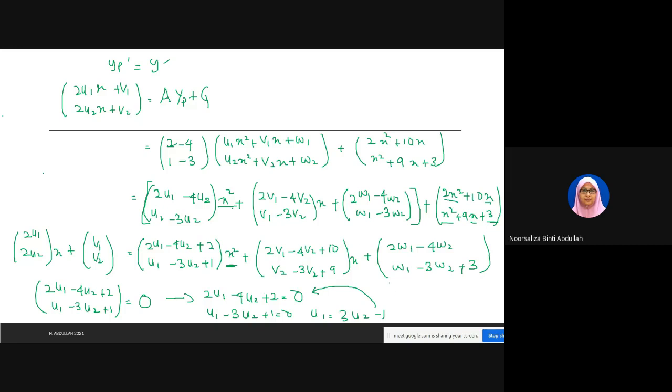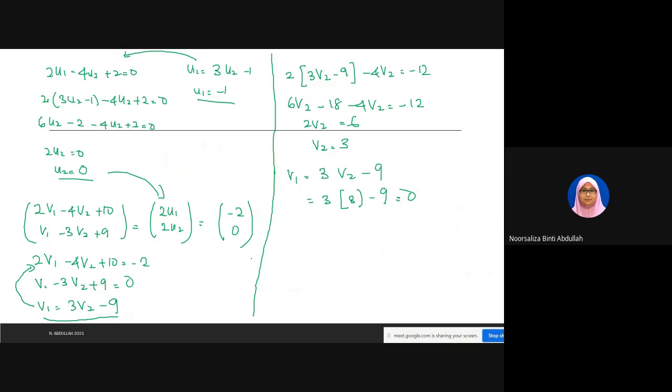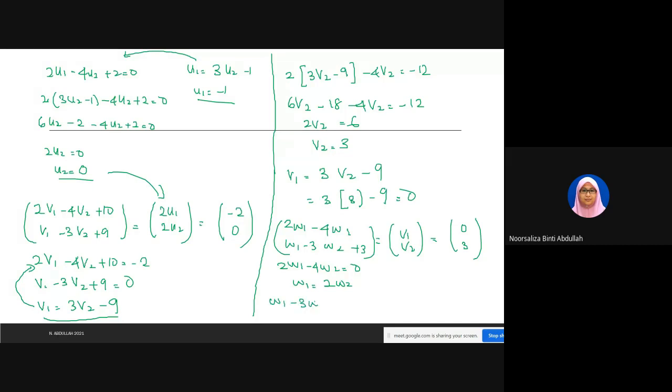Okay, so last one you have to compare this one with this one. Your 2w1 minus 4w2, w1 minus 3w2 plus 3 equals to v1, v2. V1, v2 is 0, 3. So 2w1 minus 4w2 equals to 0, and w1 is equals to 2w2. And this one is w1 minus 3w2 plus 3 equals to 3.